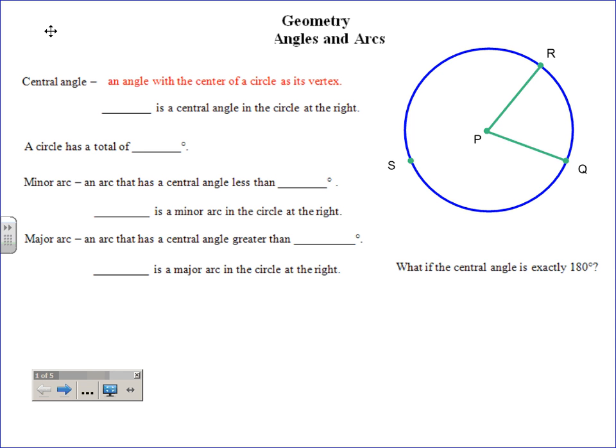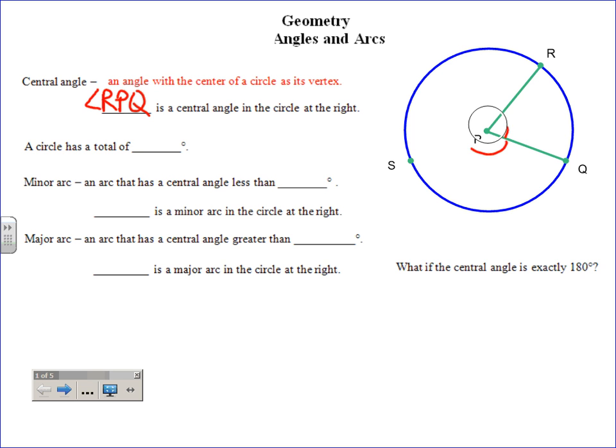So can somebody maybe name a central angle in the circle over here? Now you've got to be a little careful. Yeah, RPQ would be fine. Angle RPQ is just fine. The reason I would caution you on that is that the central angle could be that one, or the central angle could be that one. And if you just say angle P, do I know which of those two you're referring to? Unfortunately, I don't. And so I would stick with probably naming all three letters.